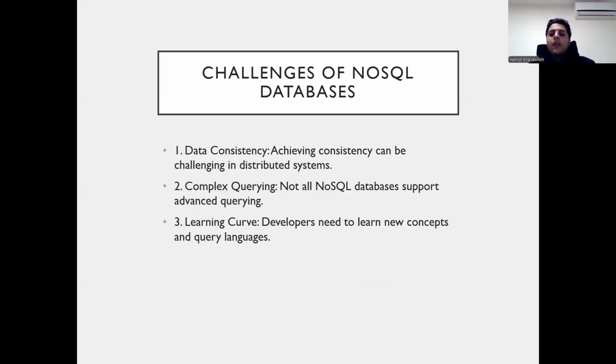While NoSQL databases offer many advantages, they also come with challenges. The first challenge is data consistency. Achieving consistency can be difficult in distributed systems. Secondly, complex querying. Not all NoSQL databases support advanced querying like SQL. Thirdly, the learning curve. Developers need to learn new concepts and query languages. Despite these challenges, the benefits of scalability, flexibility, and high performance often outweigh these drawbacks. So these drawbacks are not really crucial when you have many other advantages that are more important, especially in use in the future.